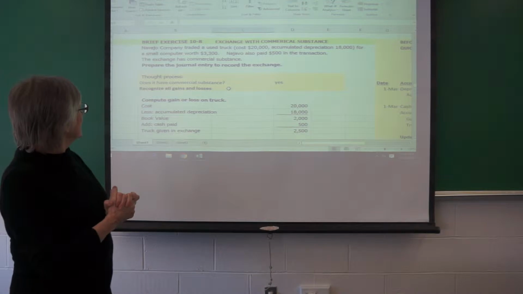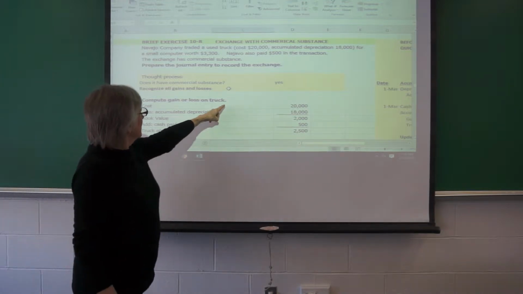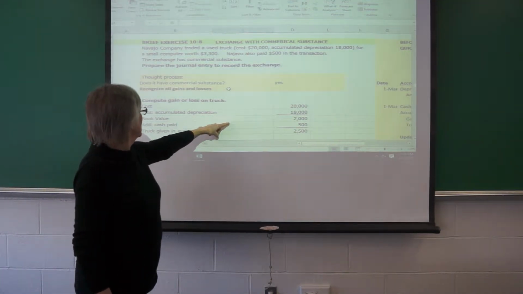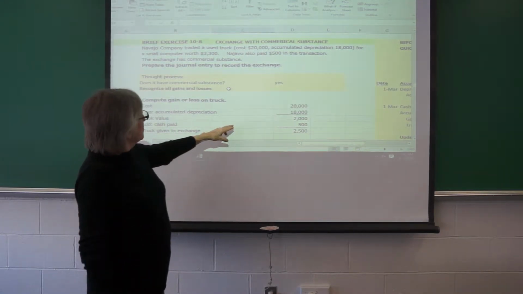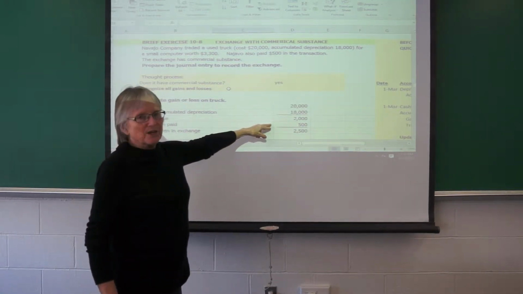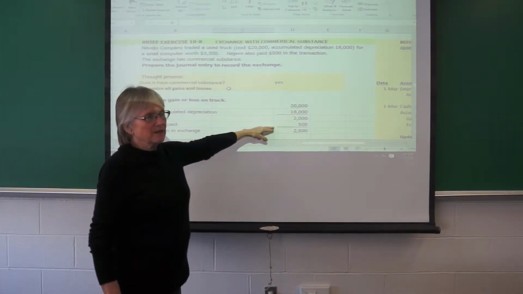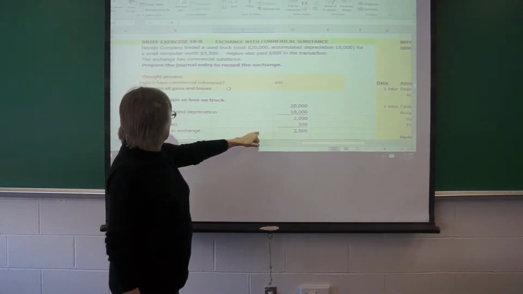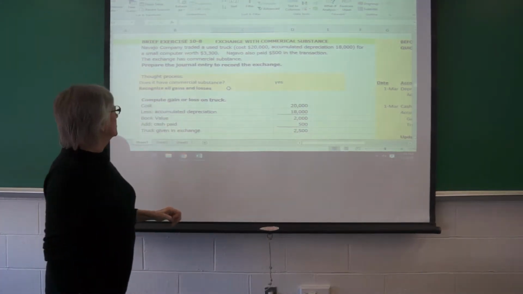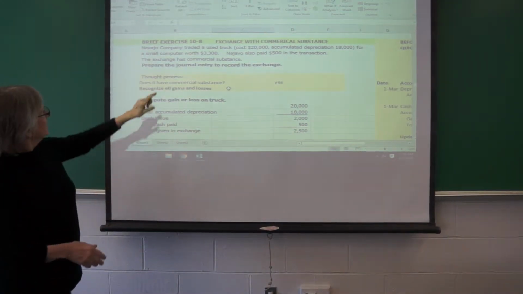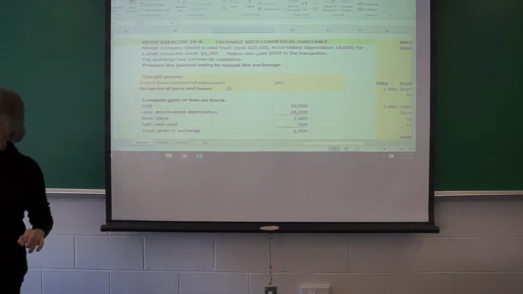So to compute the gain or loss, we get the cost less the accumulated depreciation, which gives us the book value of the truck. We're also giving up the 2,000 book value, plus we're paying out 500 bucks. So what we're giving up in this exchange is $2,500. And what are we getting? We're getting something worth 3,300.